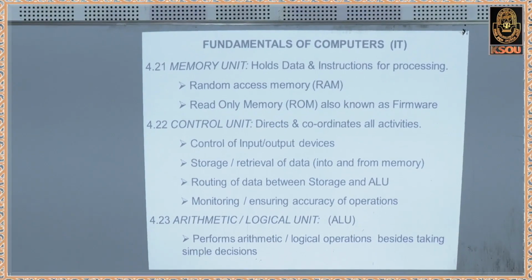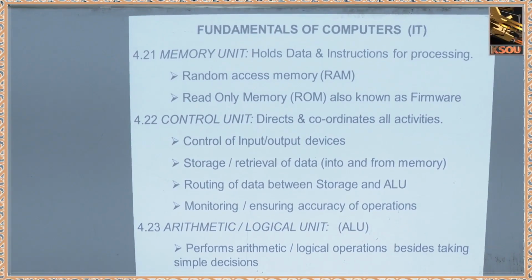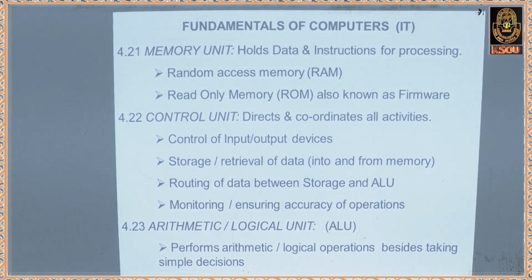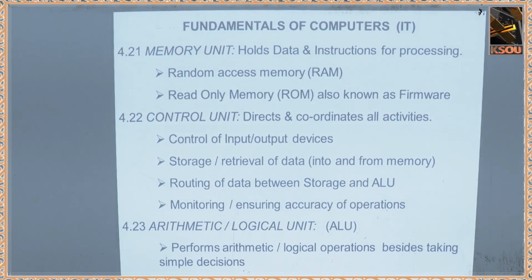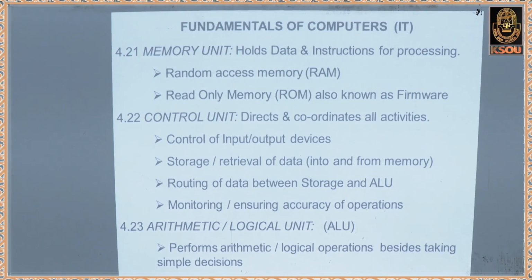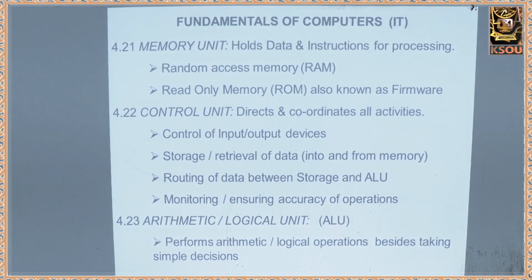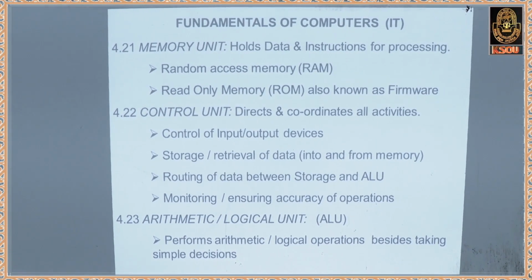You have two types of memory unit here. These are the main, primary memory. There are two types of memory unit, RAM and ROM. So RAM means random access memory. Please write down: RAM means random access memory. This is a temporary memory, and this is also called a volatile memory.